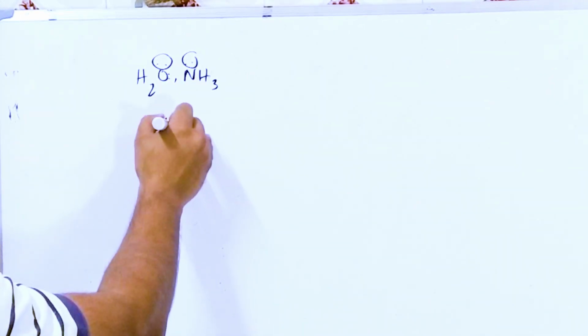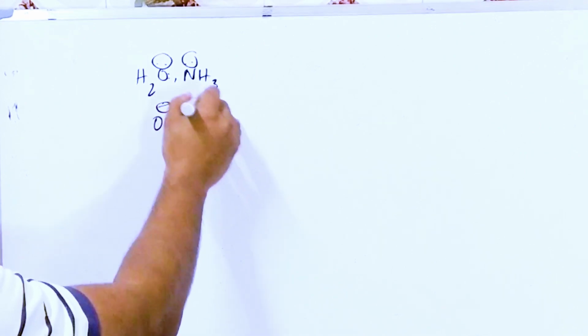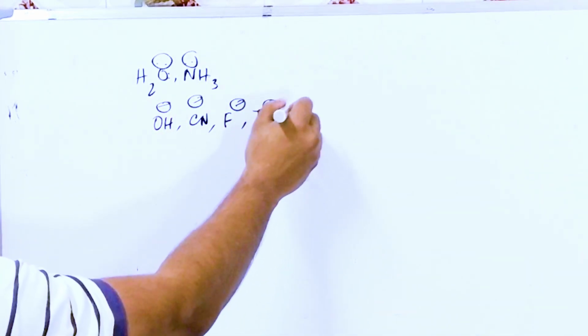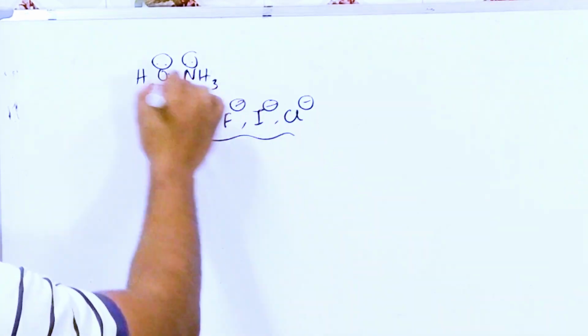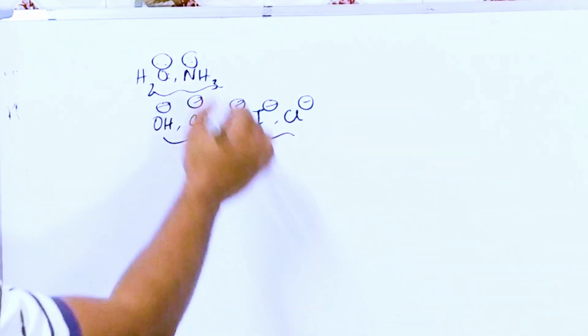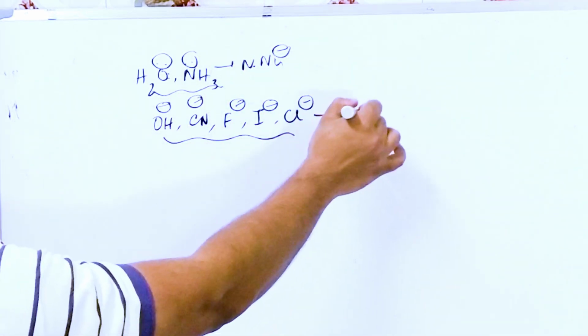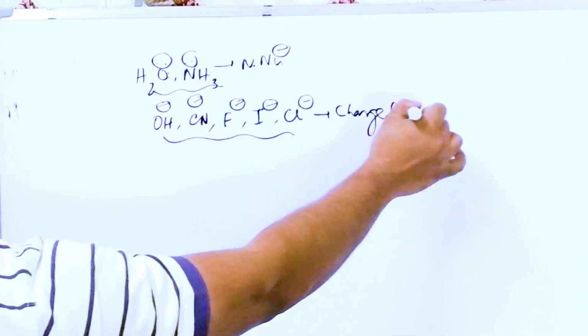But charged nucleophiles, OH minus, CN minus, F minus, I minus, all of them are charged nucleophiles. They are neutral nucleophiles and they are charged nucleophiles.